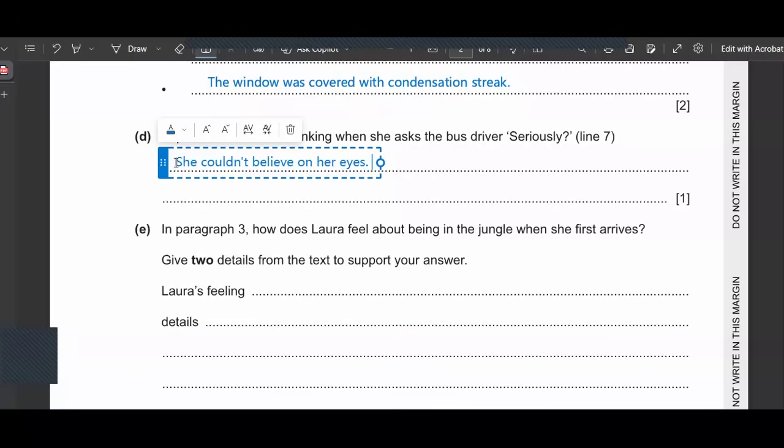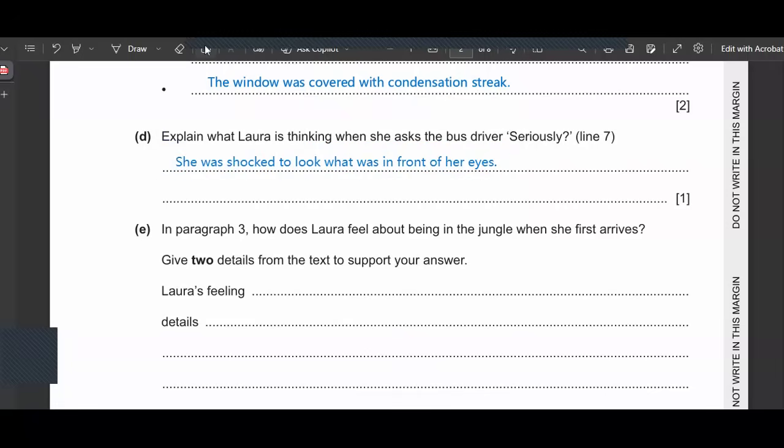So we can say she was shocked to look at what was in front of her eyes. Here, the sentence makes a bit more sense, that the things which were in front of her were not what she was expecting. So she was shocked, right?